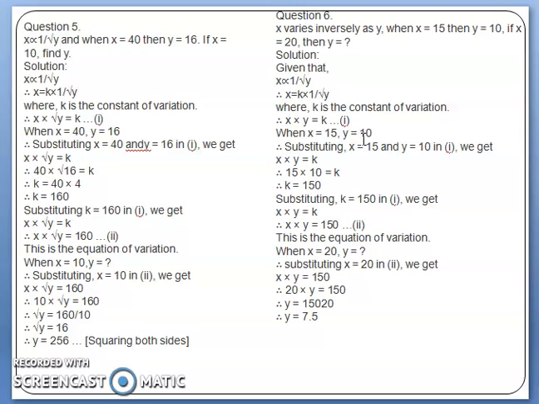So X is equal to 15 and Y is equal to 10. By substituting these X and Y values, we can find the value of K. Substituting K in equation 1, we get the equation of variation, that is XY is equal to 150. So when X is equal to 20, we have to find the value of Y. Here X is 20 and the constant of variation is 150. So 20 multiply Y is equal to 150. That means Y is equal to 150 upon 20. So Y is equal to 7.5.